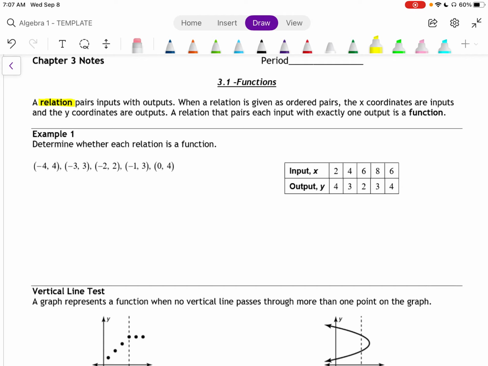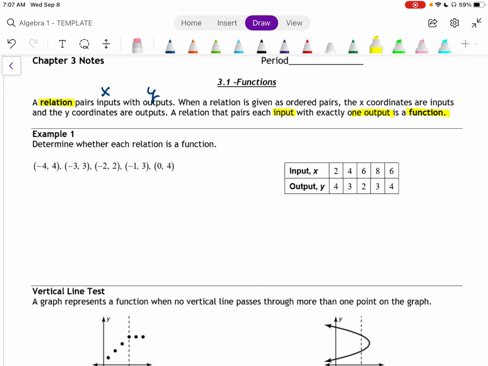Normally we're talking about numbers, right? X and Y is normally what we call these. X is our inputs, Y is our outputs. And when a relation is given as ordered pairs, the x coordinates are inputs and the y coordinates are outputs. That's what I just said. A relation that pairs exactly each input with one output is called a function. So a function is a special kind of relation that pairs each input with one output.